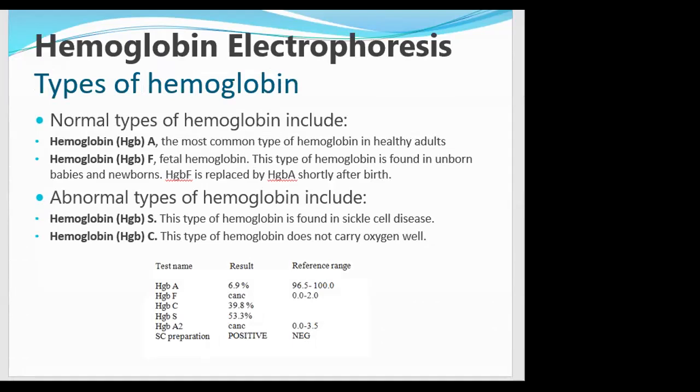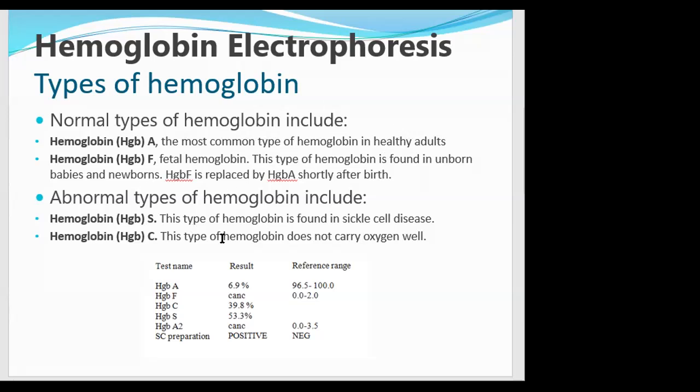hemoglobin. So in your blood, there's different types of hemoglobin. Normal types of hemoglobin right here are hemoglobin A and F. A is the most common type of hemoglobin. It's found in healthy adults and children. Okay, but then you have hemoglobin F. Hemoglobin F is fetal hemoglobin. So this is the type of hemoglobin that is found in unborn babies and newborn babies. And as the baby gets older, the hemoglobin F is going to be replaced with hemoglobin A, or it's going to be replaced with hemoglobin S.